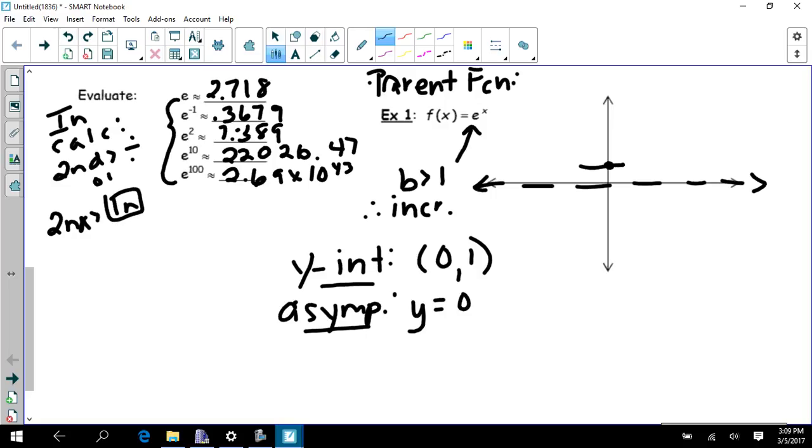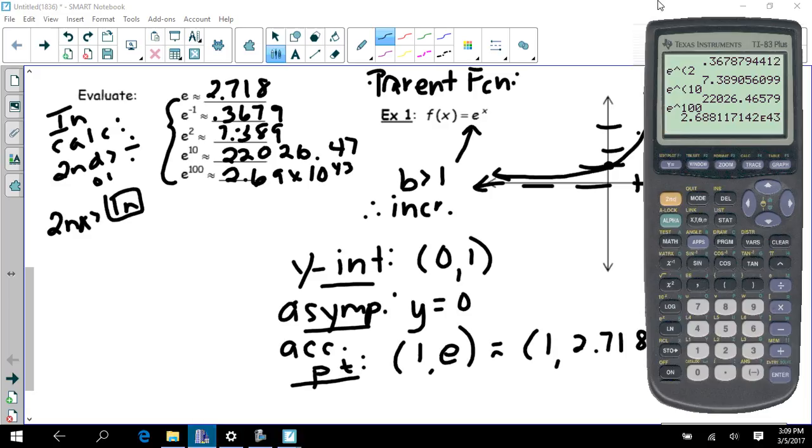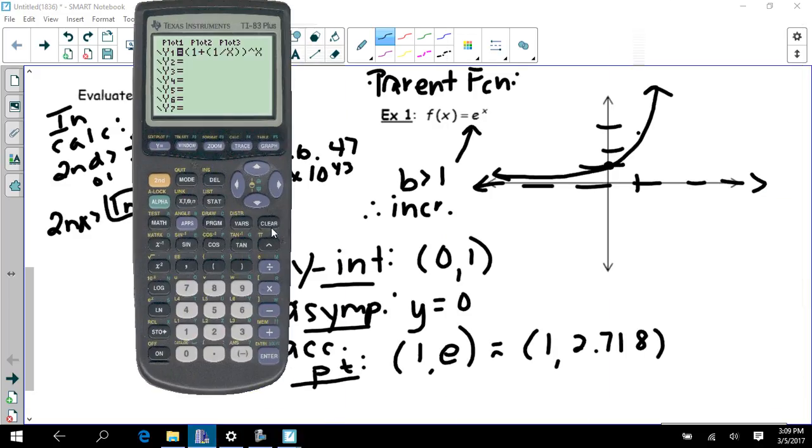We also always talked about those accuracy points, remember? That's what I get when I plug 1 into the parent. So if I plug 1 in here, what's e to the first? Well, it's 2.718. So it's 1 comma e, or approximately 1 comma 2.718. So somewhere right about there. That's what your graph would look like. And obviously your calculator can confirm that for you also. You go to y equals, type in e to the x, and zoom standard, and you'll see that same exact graph. Okay, so this is a little bit of review from earlier in the unit.